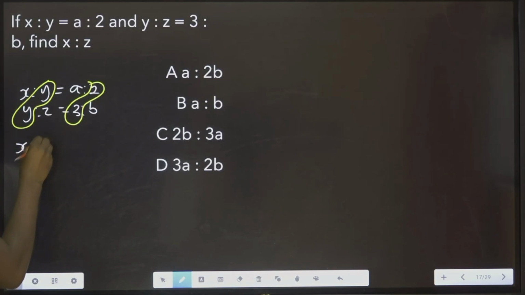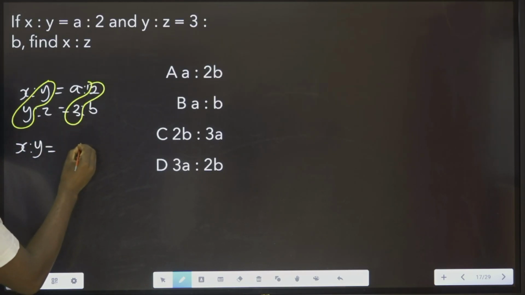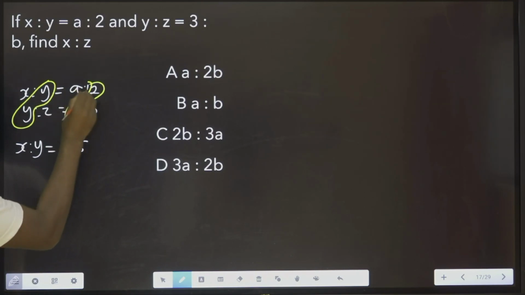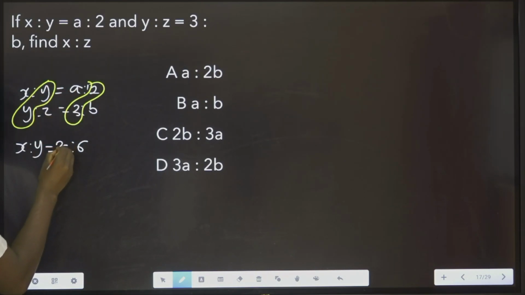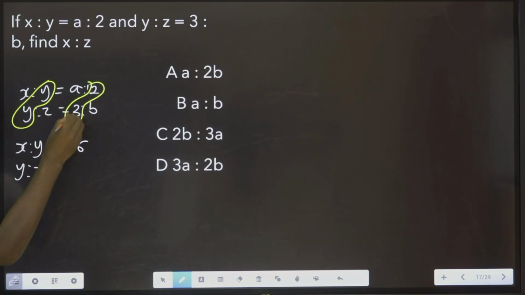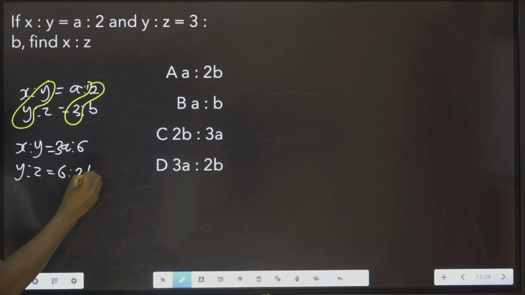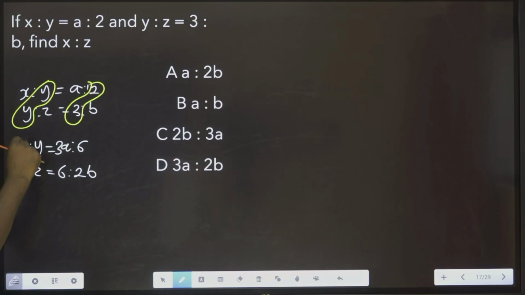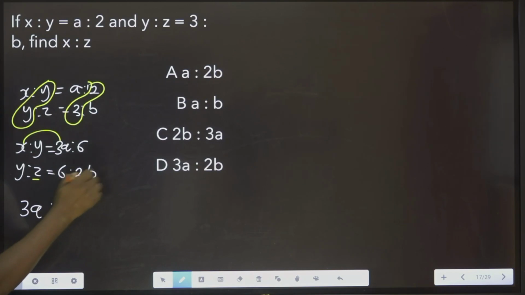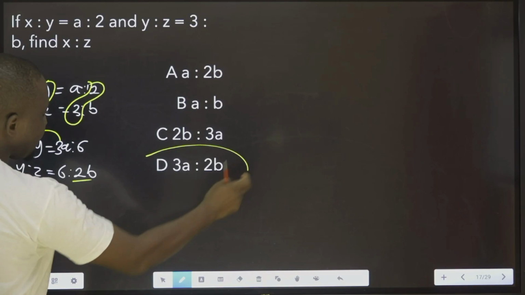So X to Y, to make this 6, we multiply by 3. That is 6. Because we multiply by 3, we must multiply this one by 3. That is 3a. To make this one 6, we must multiply by 2. Because we multiply by 2, we must multiply this one by 2. 2b. Find the ratio of X to Z. As far as X is concerned, is 3a. Z is 2b. 3a, 2b. So D is our answer.